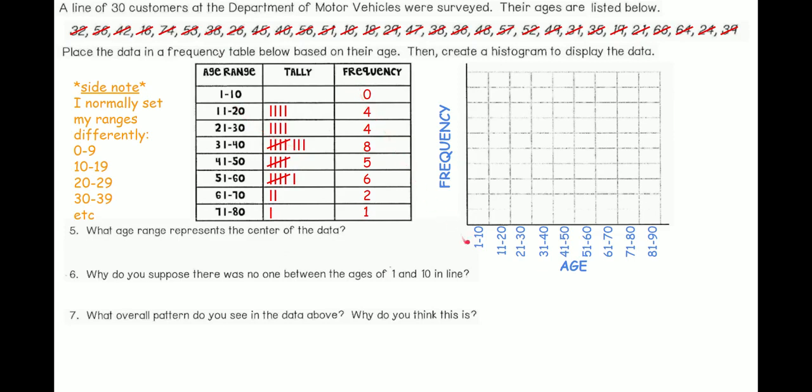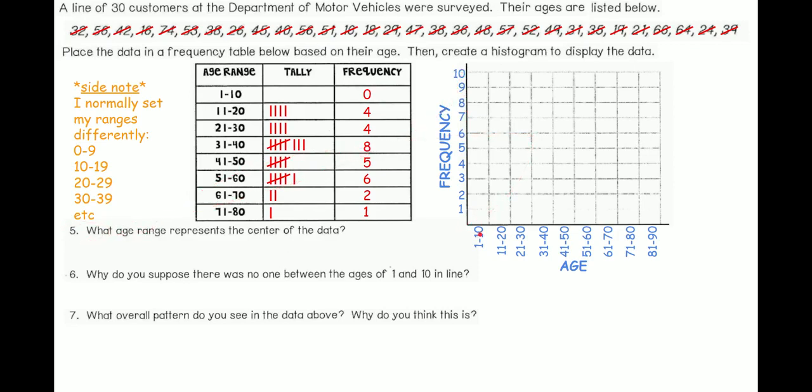Frequency. How often something happens. The lowest number is 0. The highest number is 8. It looks like we do have enough for that. Each line can represent 1. So the 1 goes on the line. It's not the actual box. So 2 is on the line. 3, 4, 5, 6, 7, all the way up to 10 at the very top.